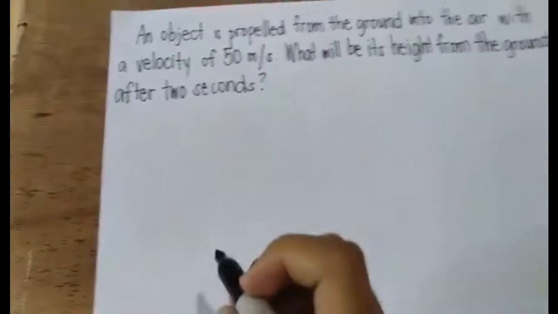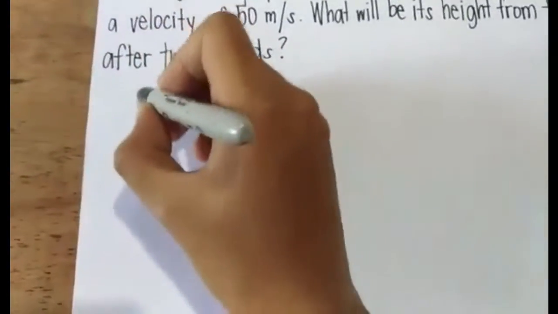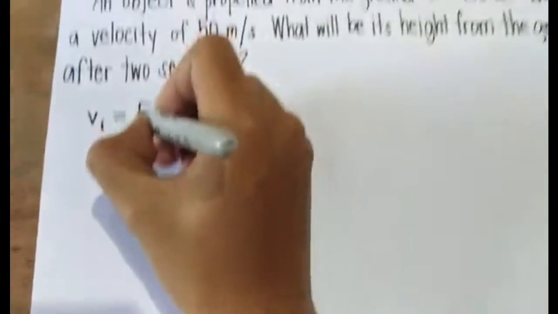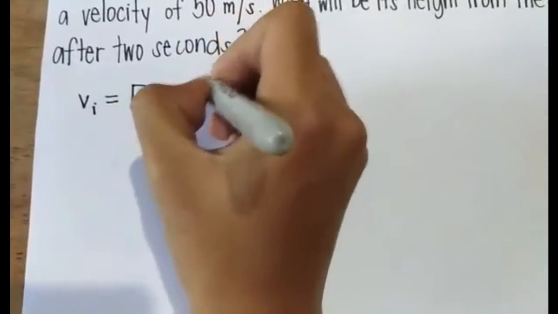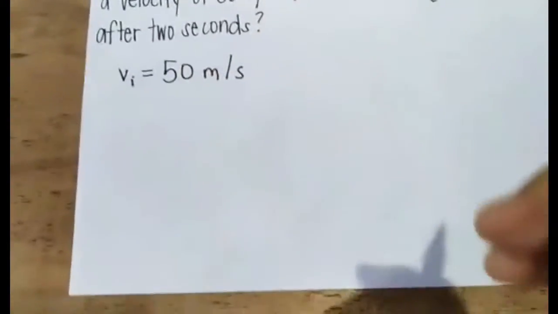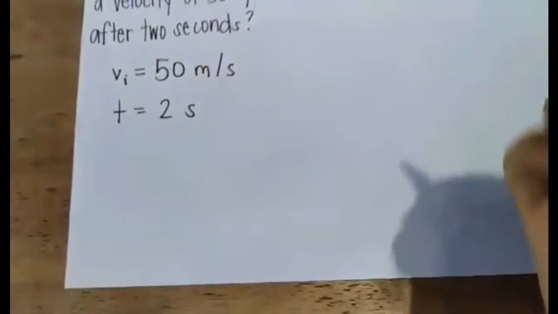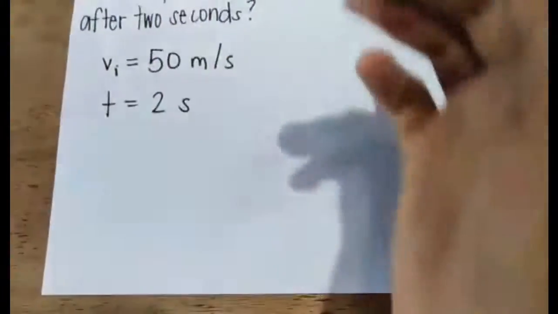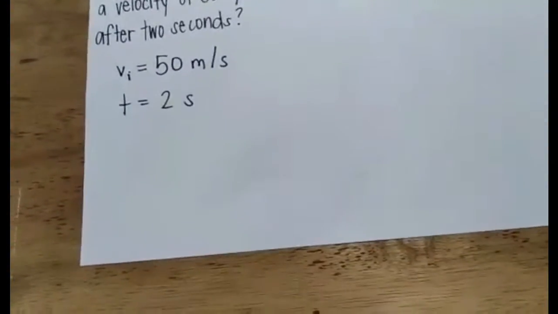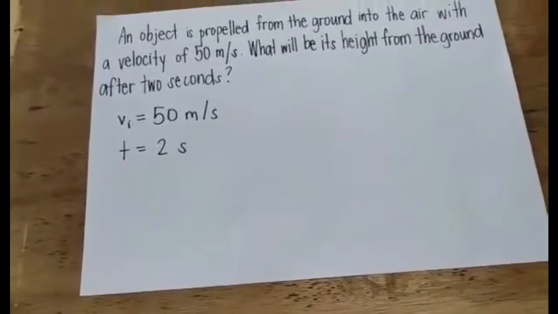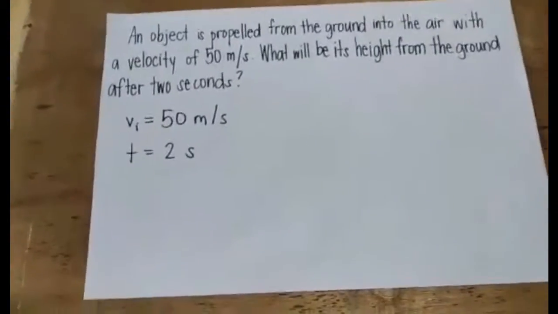So we have our initial velocity, which is the starting velocity of the object, which is 50 meters per second. Now, we also have the time, which is 2 seconds, which is given. And we can also list down the acceleration, which is gravity, because the object is propelled into the air. So it means that it is in free fall, meaning the only force acting on it is gravity.